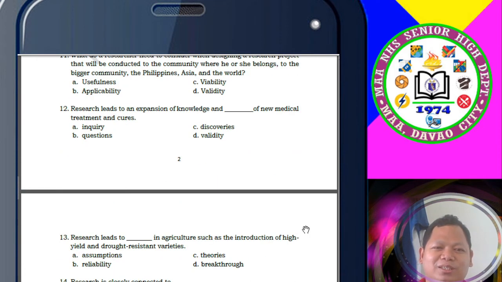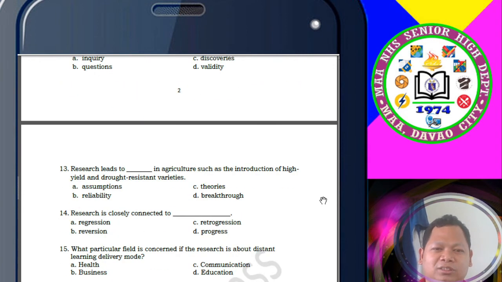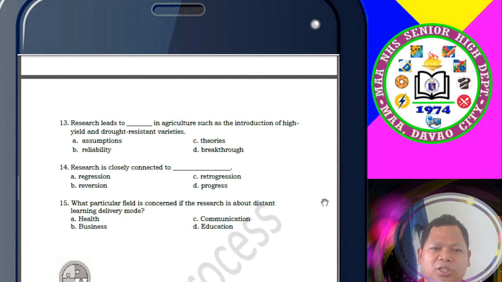Number 12. Research leads to an expansion of knowledge and blank of new medical treatment and cures. A, inquiry. B, questions. C, discoveries. D, validity. Correct. Letter C, discoveries. Number 13. Research leads to blank in agriculture, such as the introduction of high-yield and drought-resistant varieties. A, assumptions. B, reliability. C, theories. D, breakthrough.